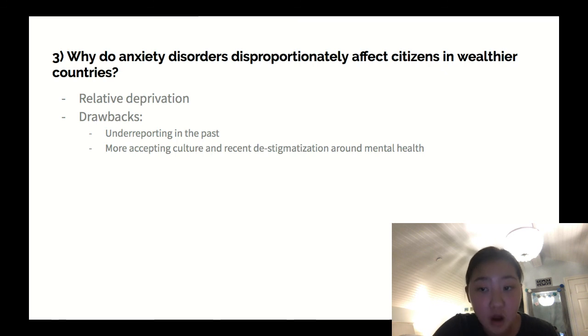However, even with these drawbacks, I still believe that living in a wealthy, developed nation like the US leads to more anxiety disorders within the population.